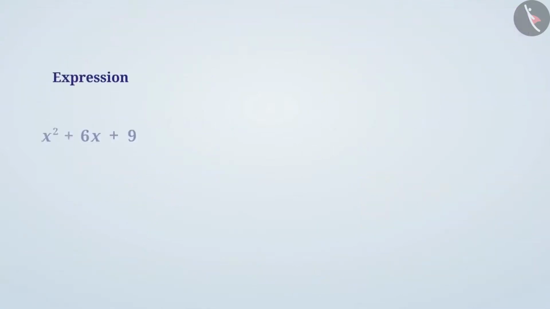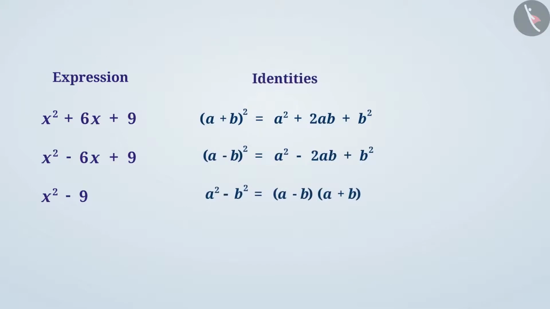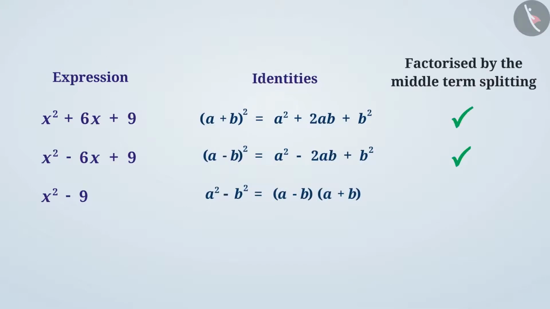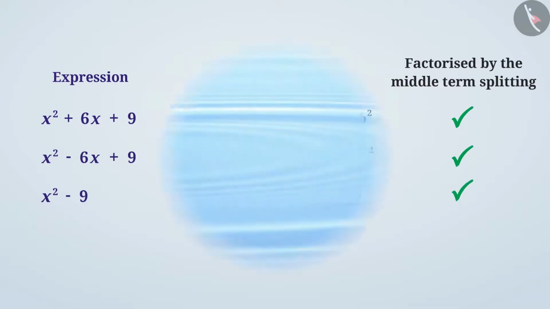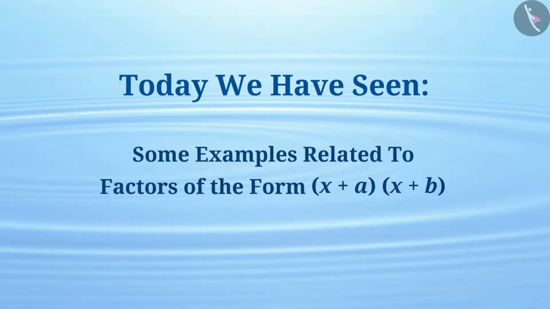Generally, the expressions that correspond to the right side of these identities can also be factorized by middle term splitting. So today we have seen some examples related to factors of the form x plus a into bracket x plus b. In the next video, we will see some simple mistakes related to them.